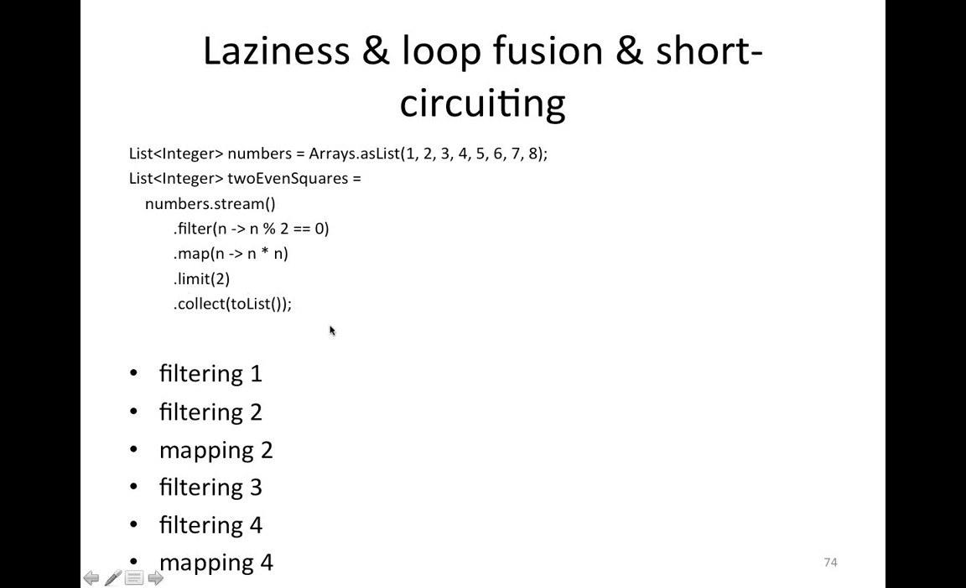This idea of stopping the computation as soon as we've got enough results is called short-circuiting. You can notice that there's no need to process numbers 5, 6, 7, 8 in this list, because we've already calculated what we need. Those are the types of optimizations that the Streams API does behind the scenes for you. It's able to merge all those operations together into one loop.